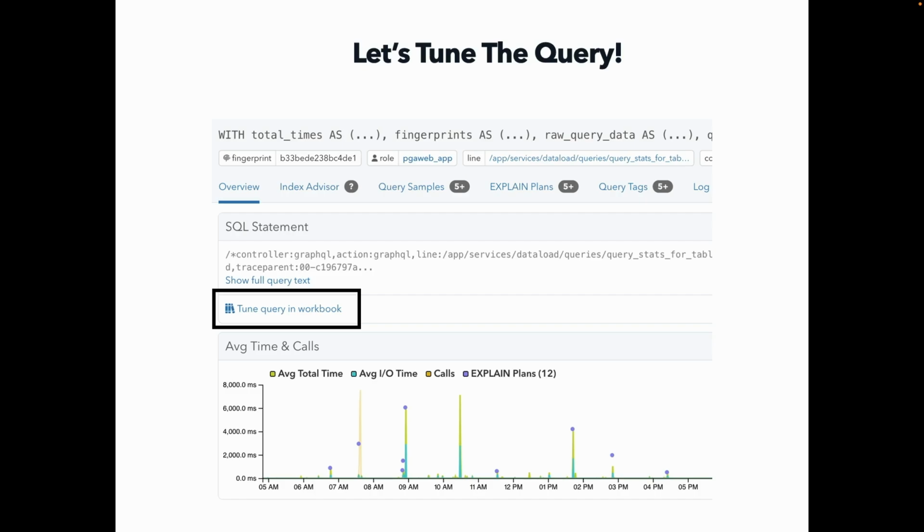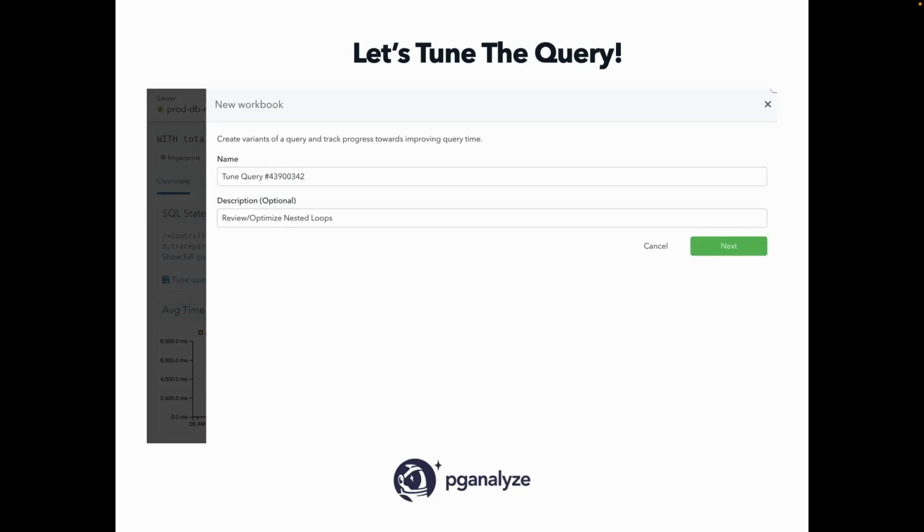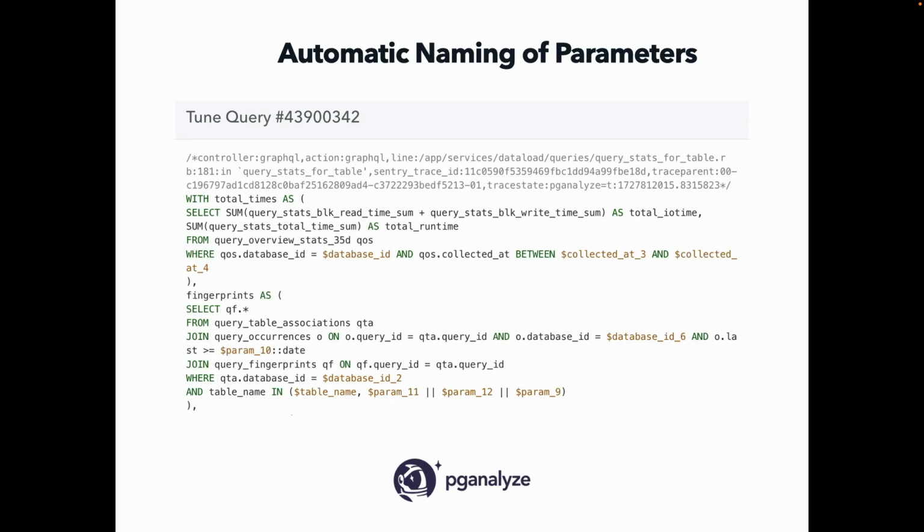But I want to show you just the idea of how it roughly works. So we start what we call a workbook, which you can think of like a place where you can do your experiments with query optimization. When you do that with a particular query, we take the query and essentially extract the structure of it. We use the normalized version here. We use the parameter names. It's just a subtle detail.